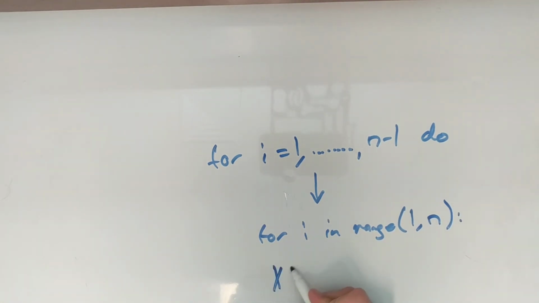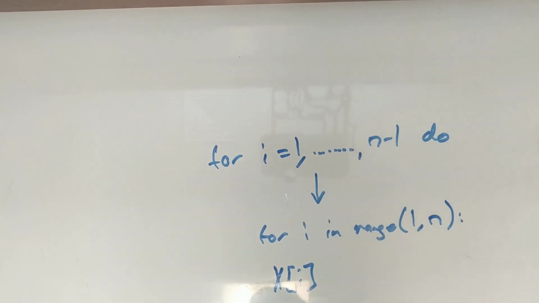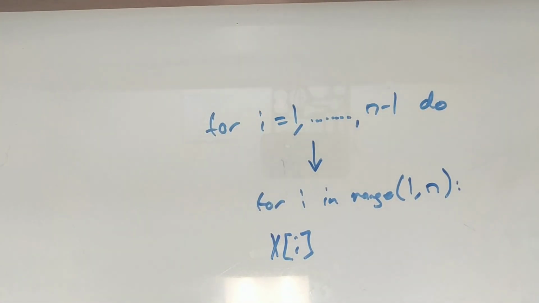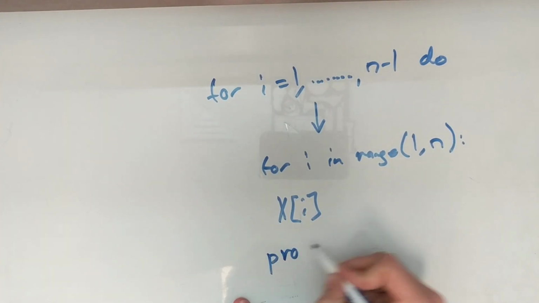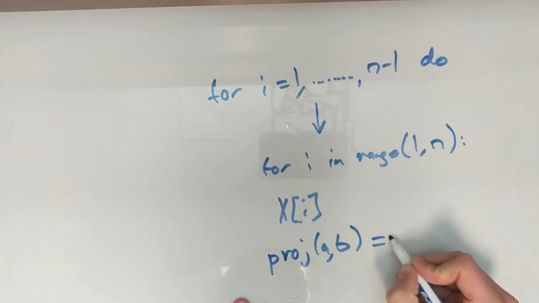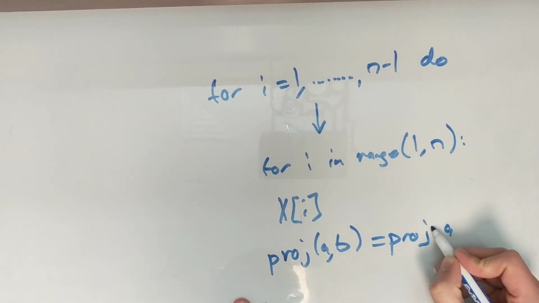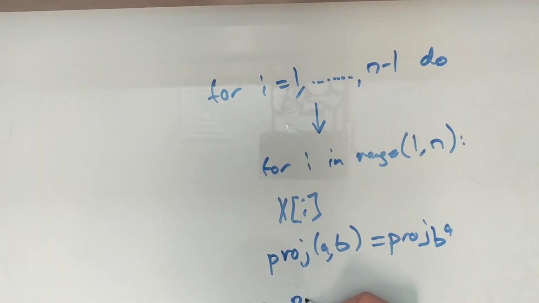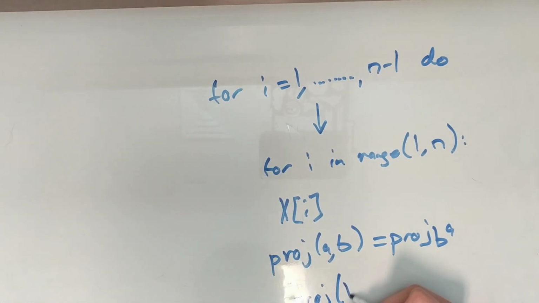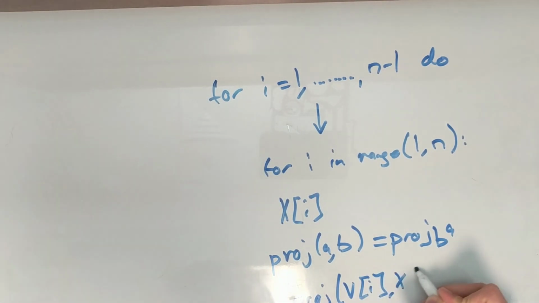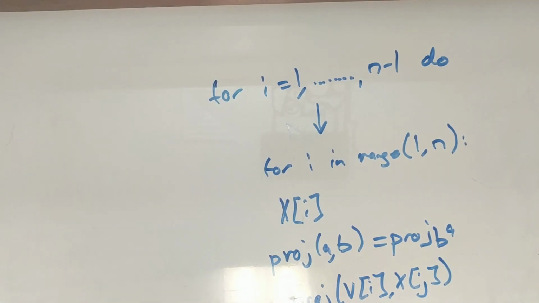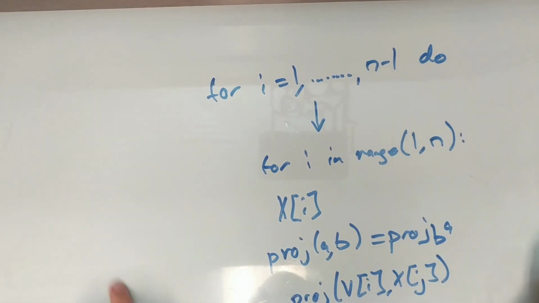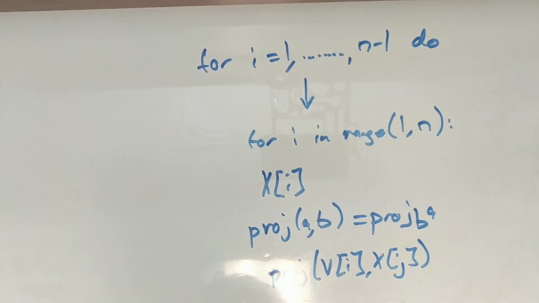And then your x sub i will be x at bracket i with that notation. And your projection of vi and xj. Remember the way that we wrote out our projection was projection of A onto B is the same as this. So when we run that projection, we'll want to do projection of vi comma xj. Just make sure you don't swap those because it will run the code incorrectly.